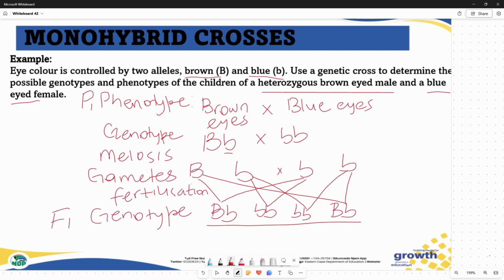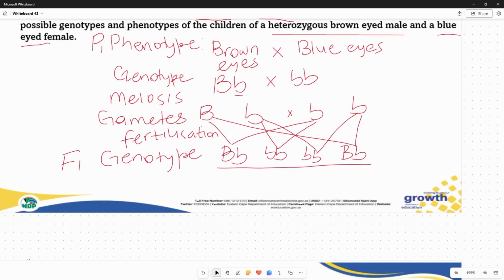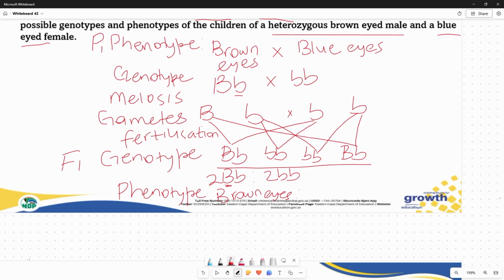Okay, so when we look at this genotype, it means that we have got 2 heterozygous, and we have got 2 homozygous recessive. And then from this genotype, we can now write out the phenotype. Because of the presence of this one, these 2 individuals will have brown eyes. And these ones have got recessive alleles, so it means that they have got blue eyes.